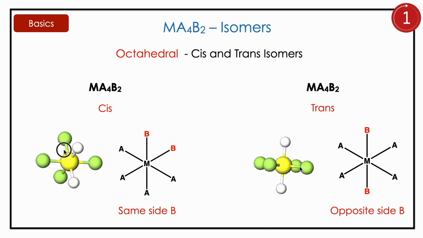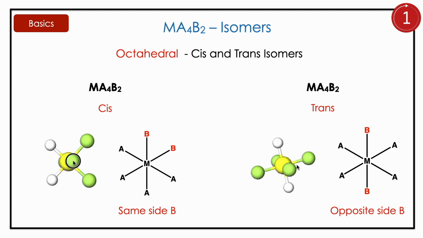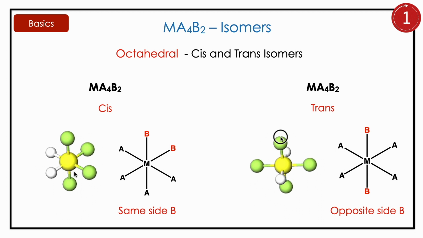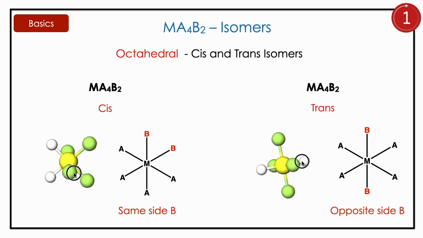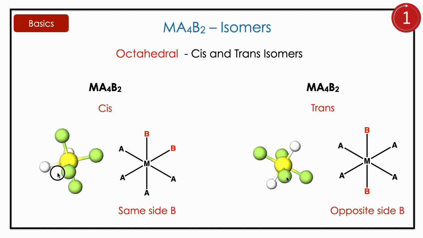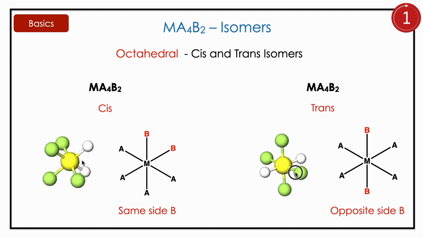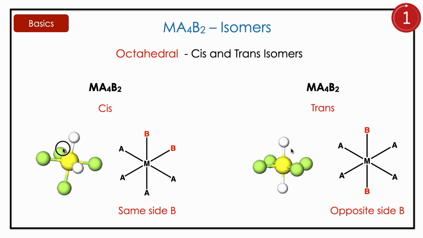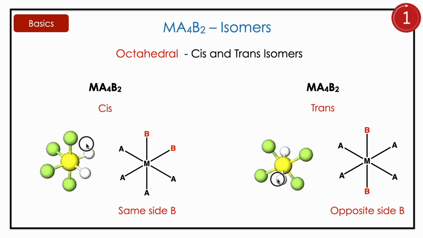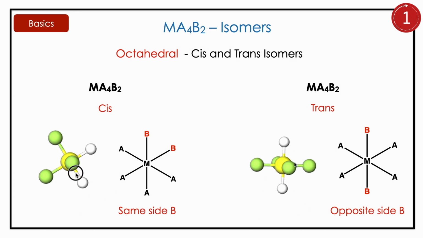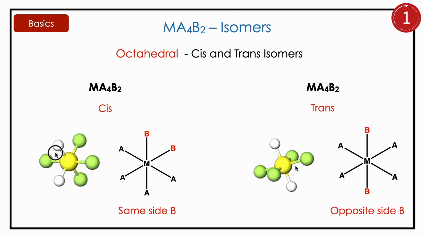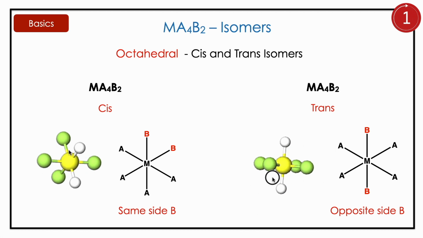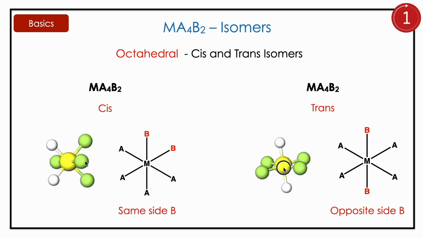First we will see cis and trans isomers in octahedral complexes. Cis means the atoms are nearby. Here I have shown the B atoms. If it is nearby, it means it is on the same plane. If it is trans, it means they are against each other, like on an axis. Axial B2. So Ma4b2 shows cis and trans isomerism.